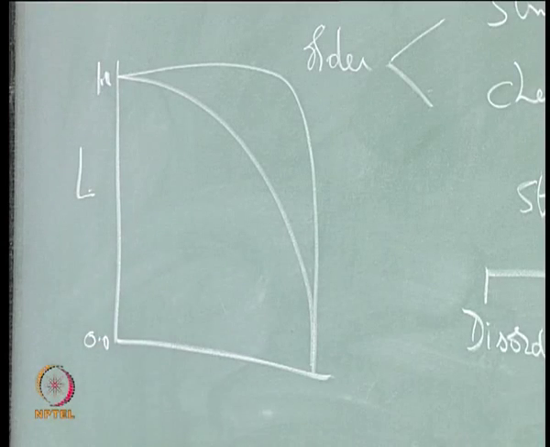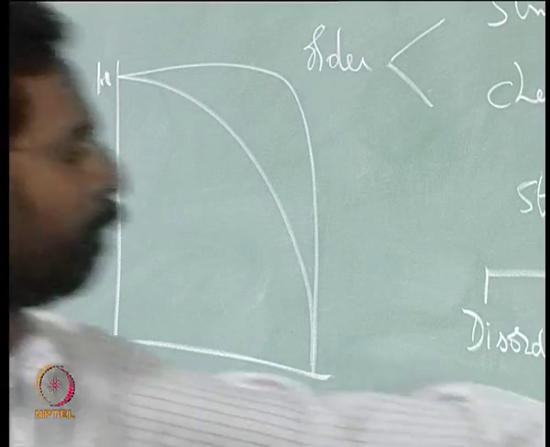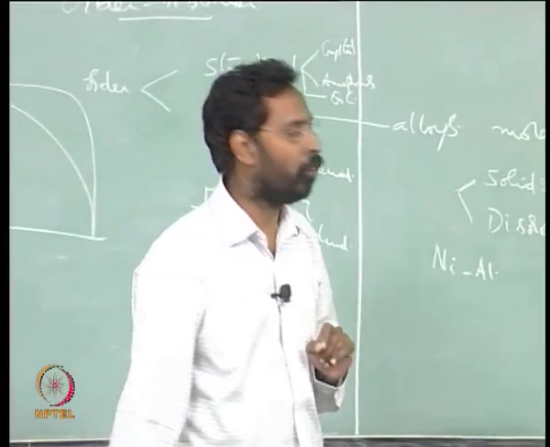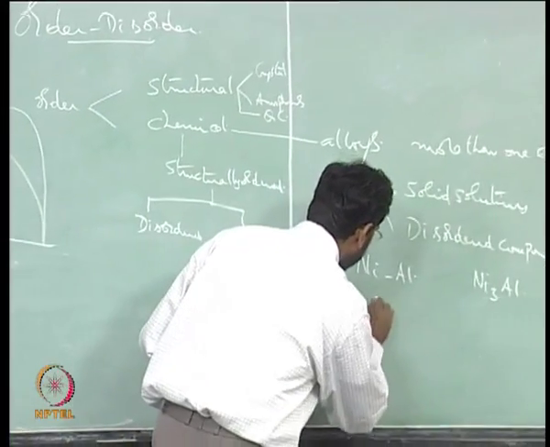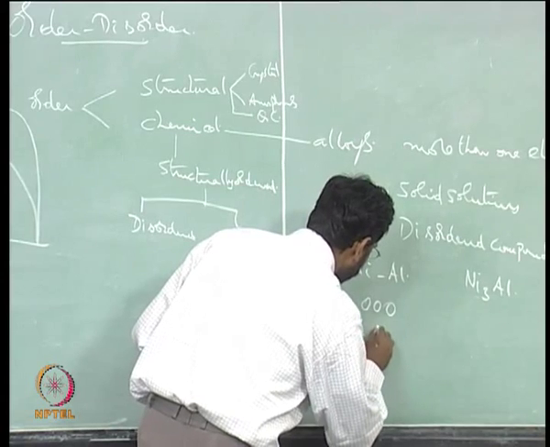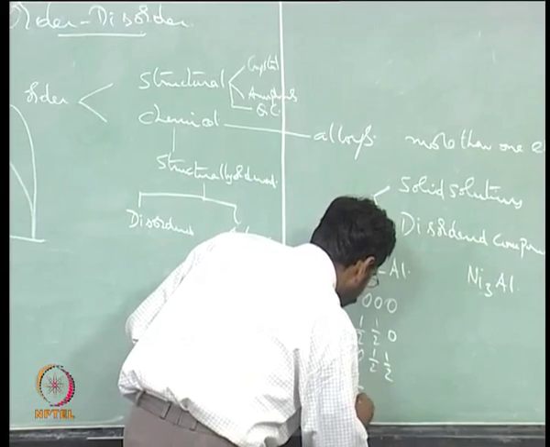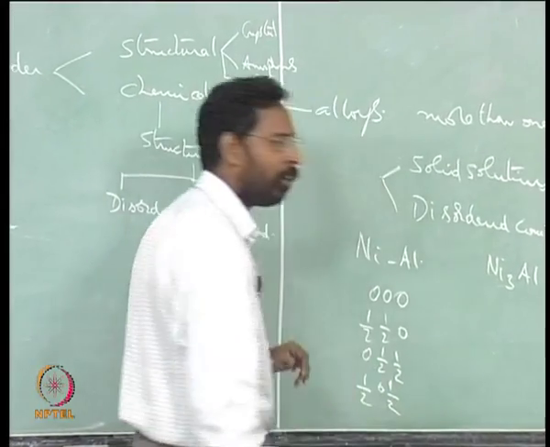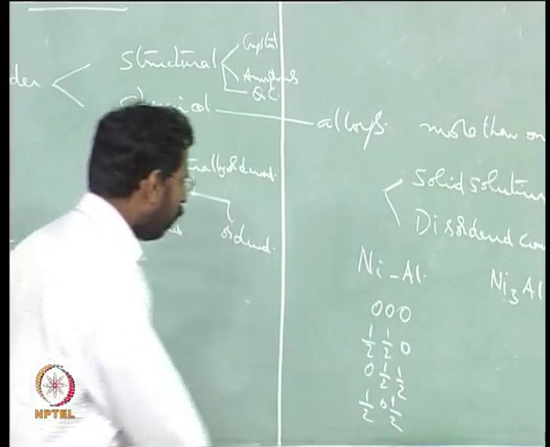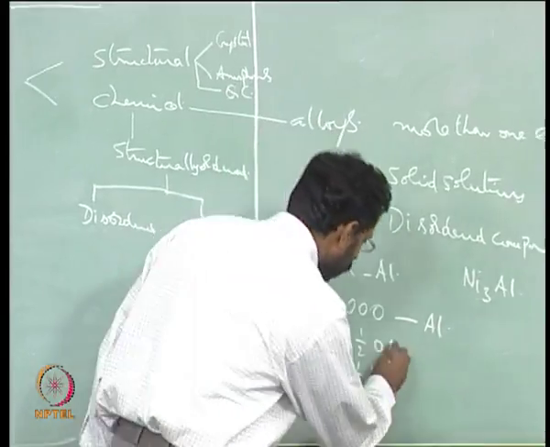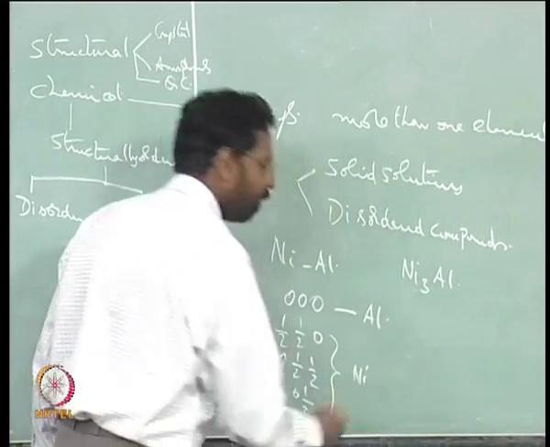What do you mean by the order parameter being 1? That means the probability of finding an aluminum atom at the 000 position. What are the positions here in FCC? 000, half half 0, 0 half half and half 0 half. These are the 4 lattice points, am I right? And the 000 position is supposed to be aluminum in an ordered structure. These 3 are supposed to be the nickel positions.